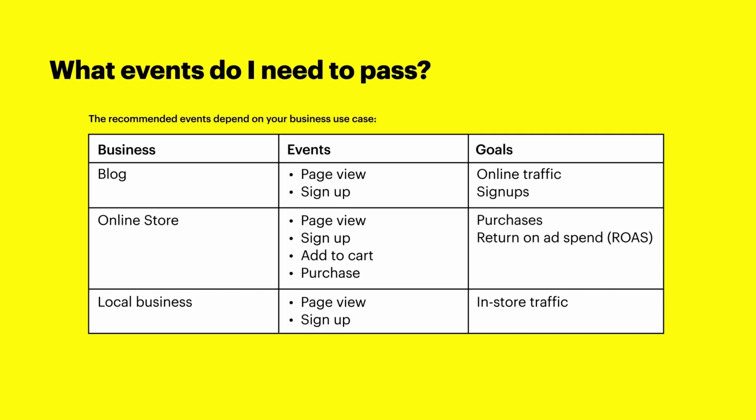For example, a blog site may benefit most from sign-up events so that they can optimize for sign-ups. An online retailer may benefit the most from a combination of page view, sign up, add to cart, and purchase events so that they can optimize for purchases and effectively leverage dynamic product ads.